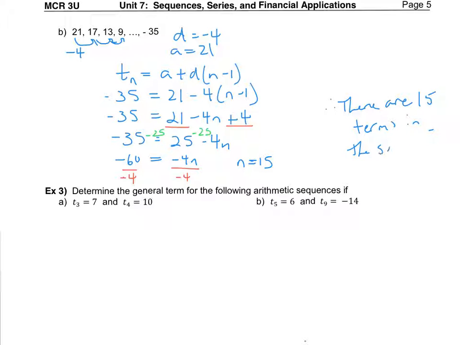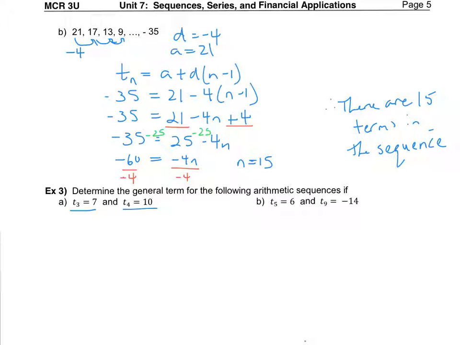Okay, so our little formula, even though it seemed like it wasn't useful at the beginning, it does make our work a little bit easier when we are trying to figure out things like this. Example 3, determine the general term for the following arithmetic sequences if, and now I've only given you 2 of the terms in the sequence.